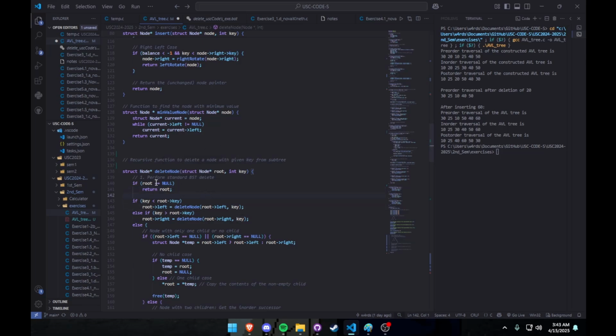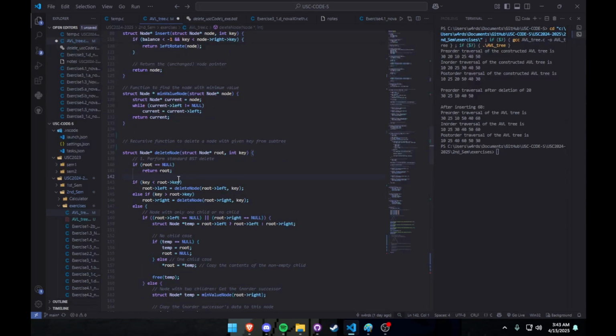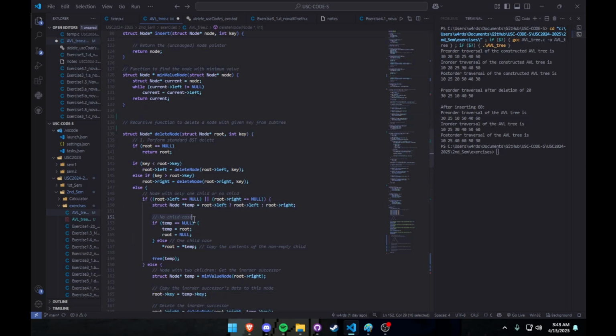But the tricky thing is, since it's a tree, you need to make sure that all of its children are left behind and transferred over to the parent of the node that you're trying to delete. So how would you do that? Let's do the scenario where there's only one child or no child. If root left is equal to null and right is equal to null, so the scenario where there are no children, then you perform this.